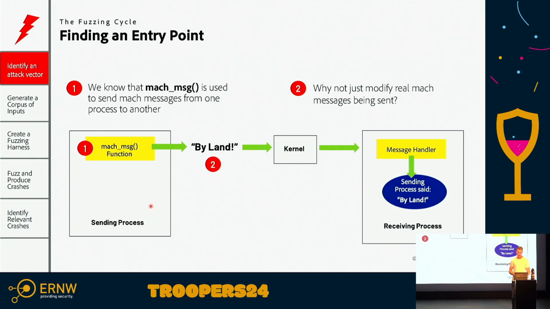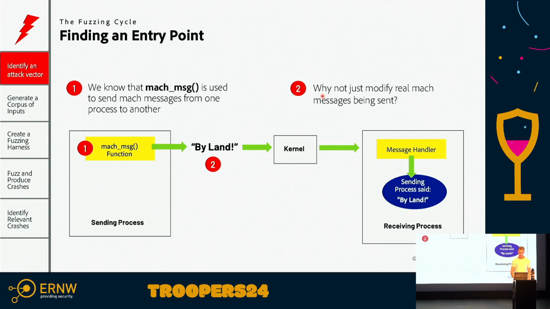We have a sending process. It calls Mach message. It sends this message, "by land." The kernel processes that and passes it to the receiving process. The message handler accepts it and says, OK, we got a message, "by land." So you might say, why don't we just modify the real Mach messages being sent? And that's a great idea. We can absolutely do that.